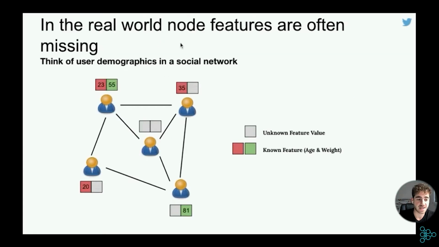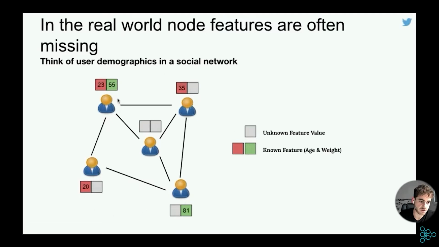However, in practice, that is very often not the case, in the sense that in the real world, very often features are missing. So for instance, you can think of user demographics in a social network. We have an example here. The red feature represents the age, the green represents the weight of the user. We may not know them for all the users because maybe they don't want to provide them. And right now, especially with the rising awareness of privacy, this information is available only upon consent. And so for this user, we may not know the weight. For this user, we may not know the age. For this user, we may not know anything.